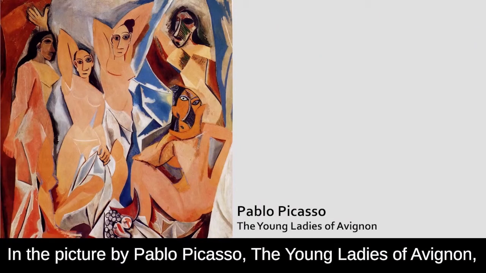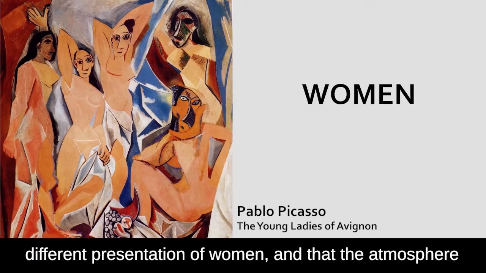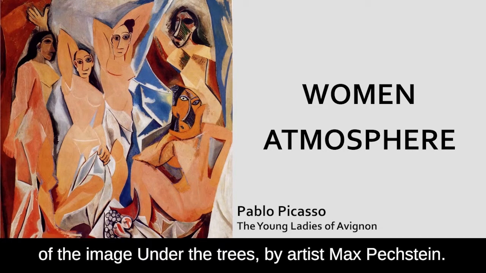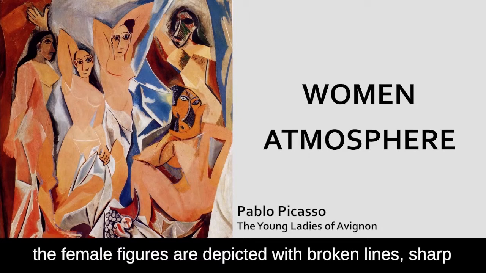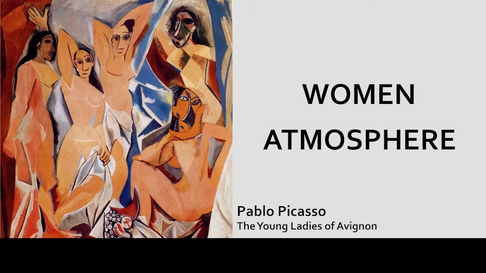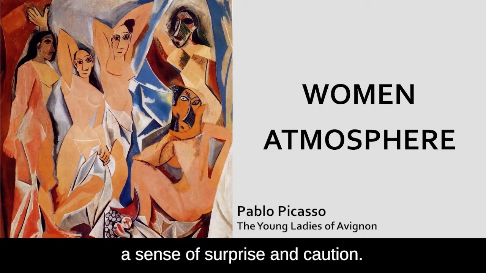A picture by Pablo Picasso, The Young Ladies of Avignon. At first glance, it is clear to us that this is a completely different presentation of women, and that the atmosphere of the whole picture is very contrary to the atmosphere of the image Under the Trees by artist Max Pechstein. The reason is that in this painting, the female figures are depicted with broken lines, sharp corners, deformed faces that lose any connection with the classic notion of beauty. We do not feel close to them, but they give us a sense of surprise and caution.